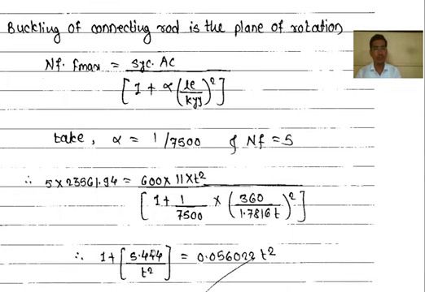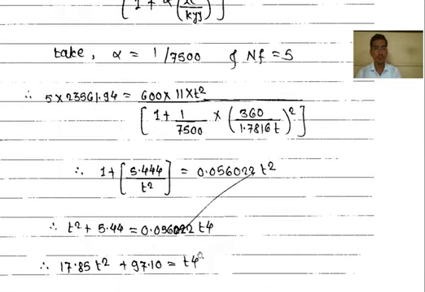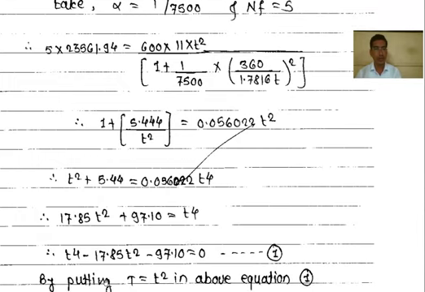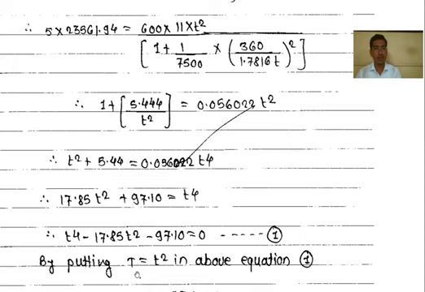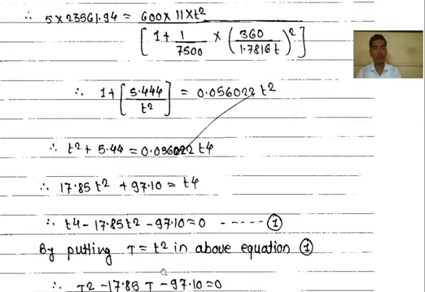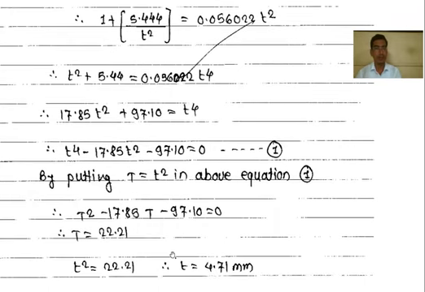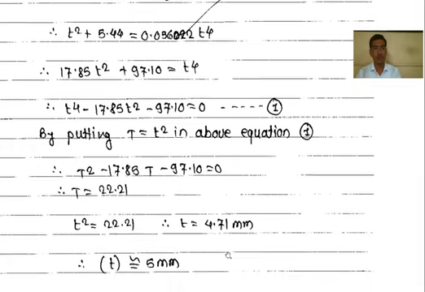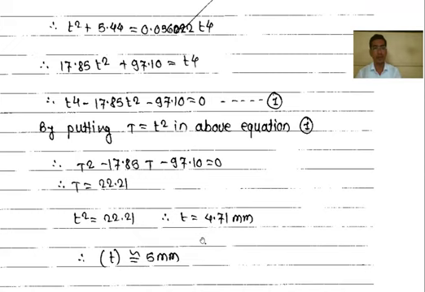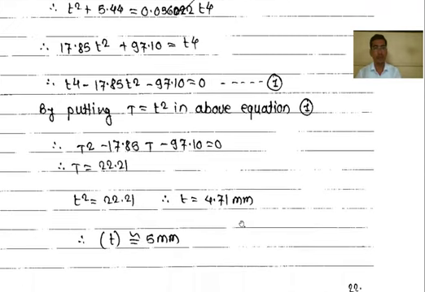Putting all these values, we'll finally get the equation in the form of t raised to 4 minus 17.85 t square minus 19.10 is equal to 0. By putting t to the power 2 equal to a variable in the above equation first, you'll get capital T equal to 22.21. Therefore, small t square is equal to 22.21, t is equal to 4.71. So the t is calculated as 5 mm.